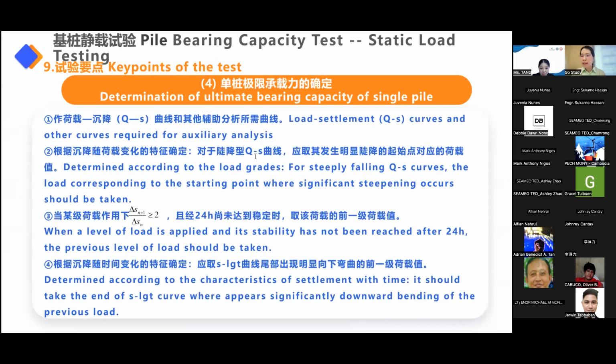Next question. What does pile bearing capacity depend on?